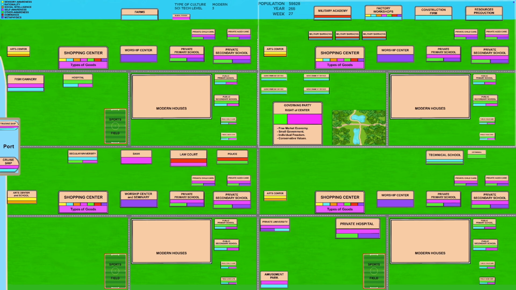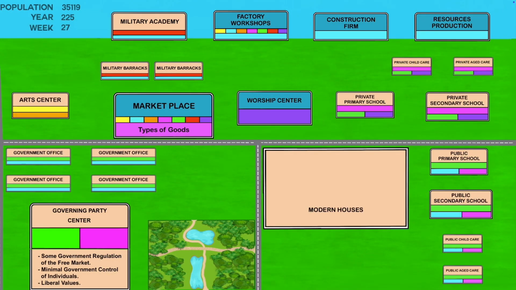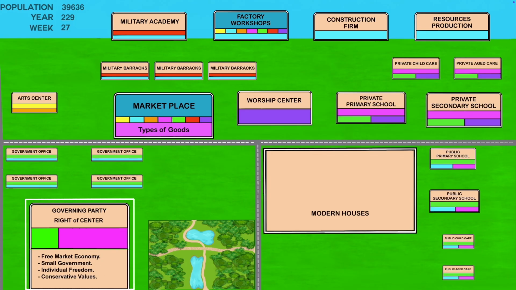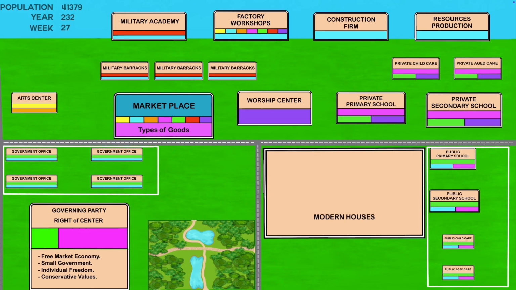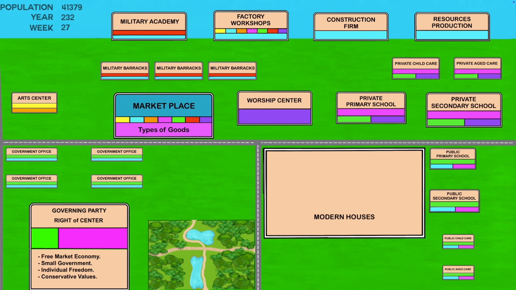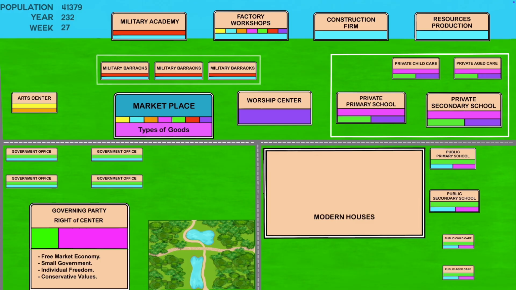It's clearer to see what's actually happening by focusing on just one area. So in the simulated year of 228, we see that the right of centre party wins office and it imposes its political philosophy, policies and programs onto the culture. This results in a reduction in the size of government departments, a reduction in funding for public schools and government child and aged care centres, and a reduction in funding for the arts. And it also results in an increase in funding for private schools, private child and aged care centres, and for the military.